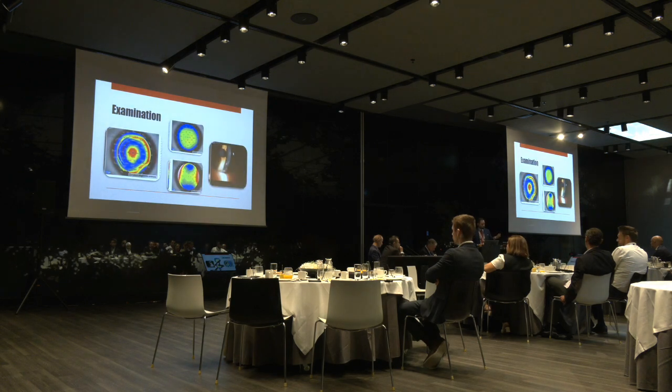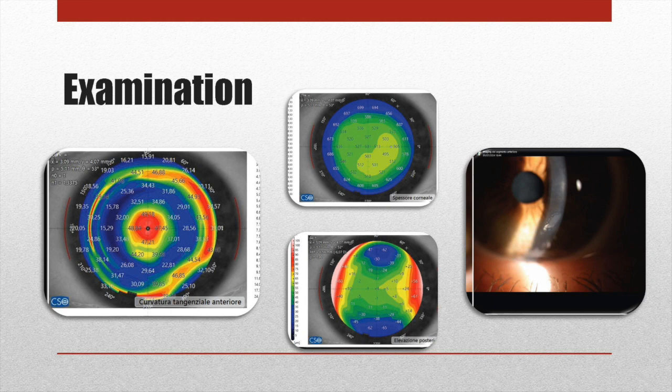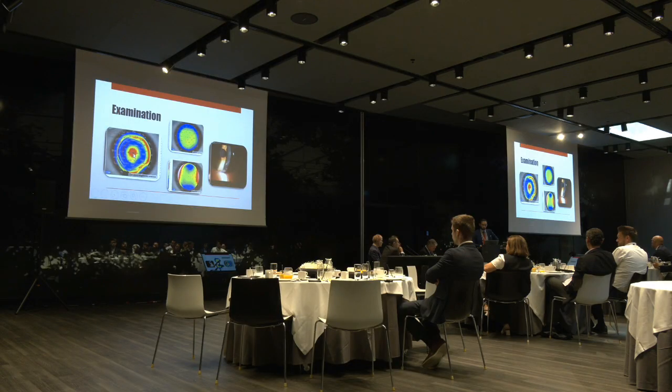So I'm going to show you the examination. You can see that there is a clear steepening in the center. I show you the epithelial ingrowth just to make sure that it's clear that there was epithelial ingrowth, but not in the place of increased tangential curvature. So here again, we don't have the epithelium. Well, we have it, but we will see it later.